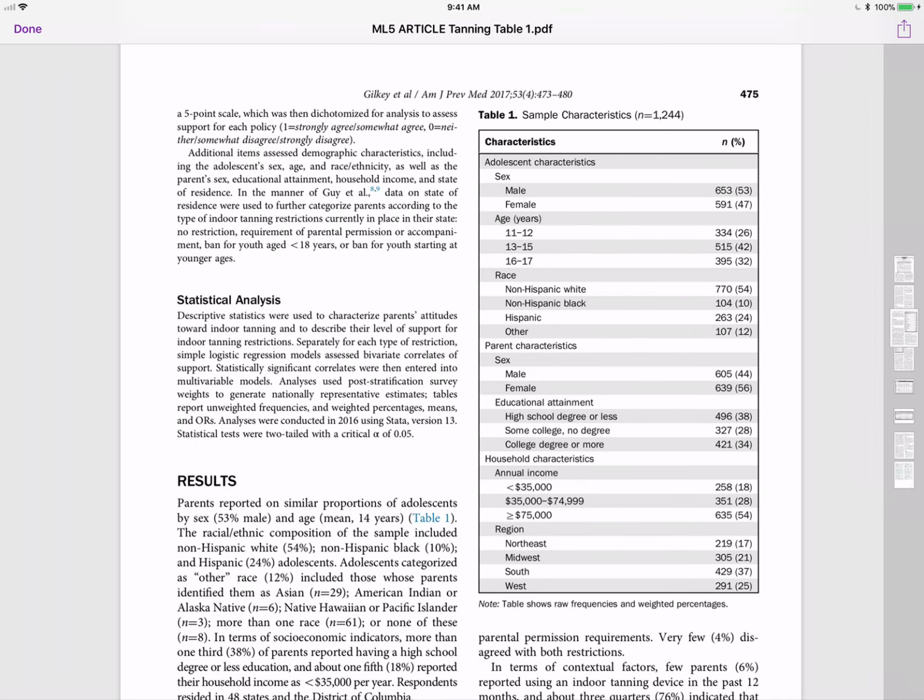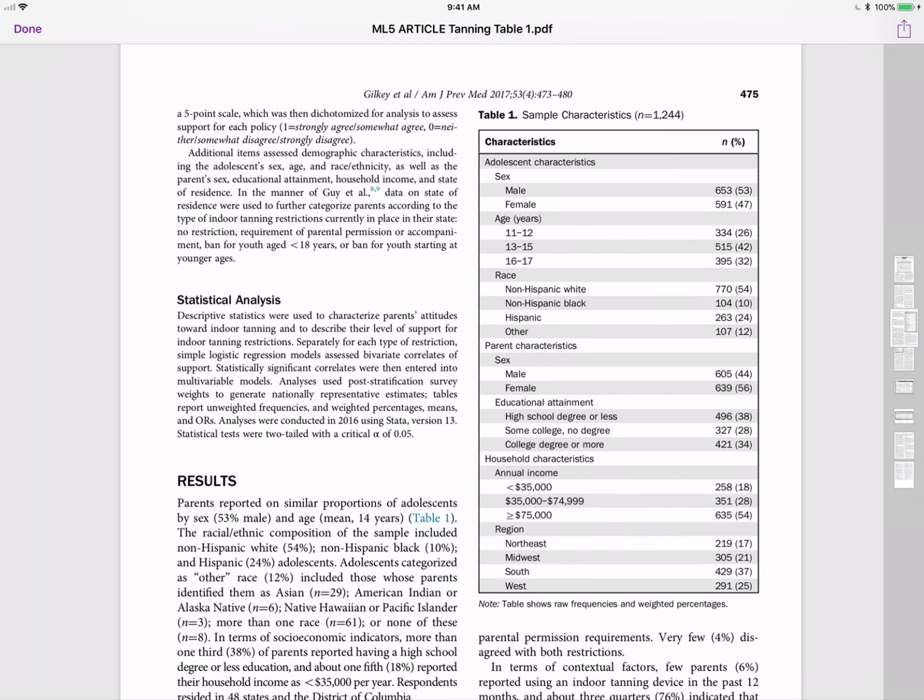You could read more if you wanted to in the methods section. A lot of times they talk about how they decided on different characteristics or how they're defined. Maybe you're not exactly sure what North, East, Midwest, South, and West include, which states, and so they may specify that somewhere else in the article. But the general idea here is that they're painting a picture about the group that is being studied.